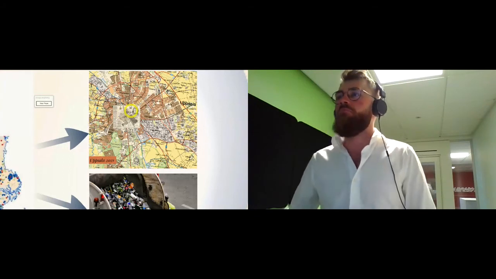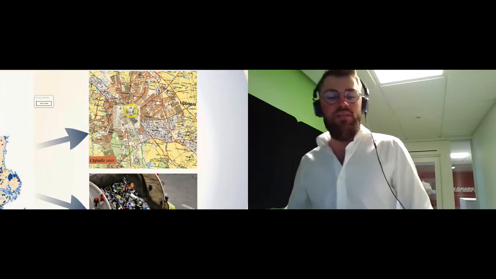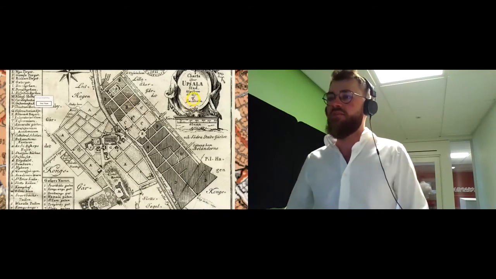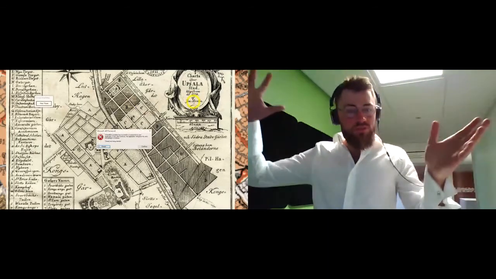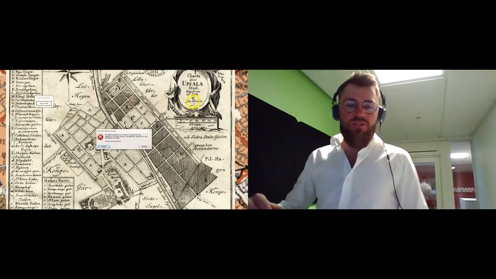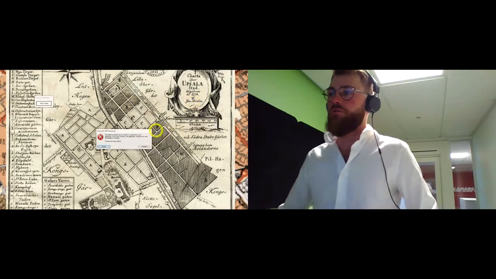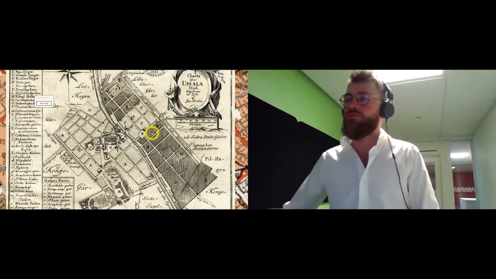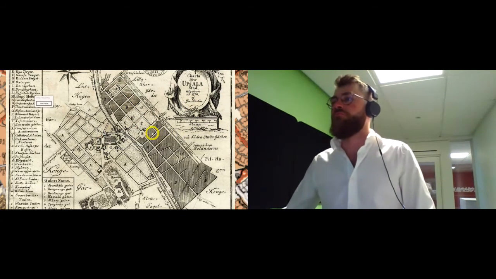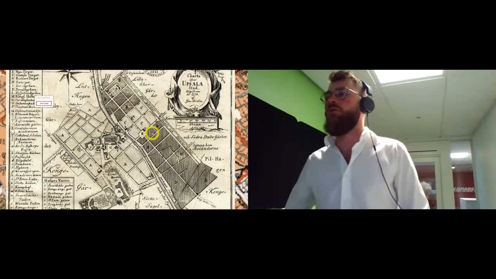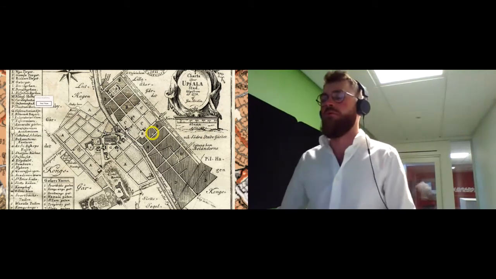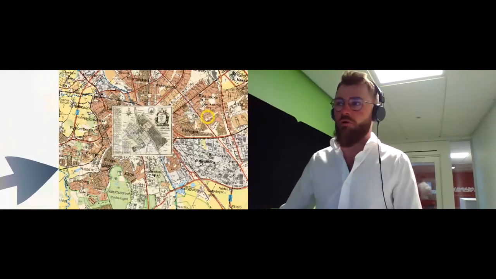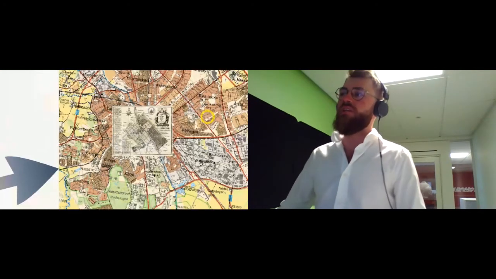Here I've got a map of Uppsala, the city I live in, from 1770. Now, those bubbles on those maps with resources, they were pretty large at this time. But as the city grows over time, the bubbles get smaller and smaller. And this is a story of many cities.